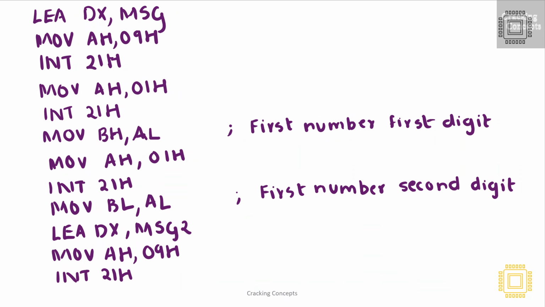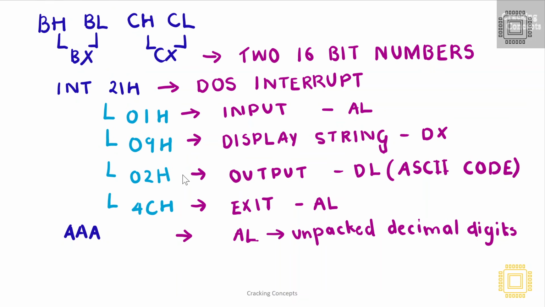Next, I'll be printing the message that corresponds to the entry of the first number. For this, I'll use the instruction LEA. LEA, or load effective address, loads the effective address formed by the source operand into the specified destination register. Since I'm printing a string, I'll use the function code 09H. Here we'll see that DX will be the destination.